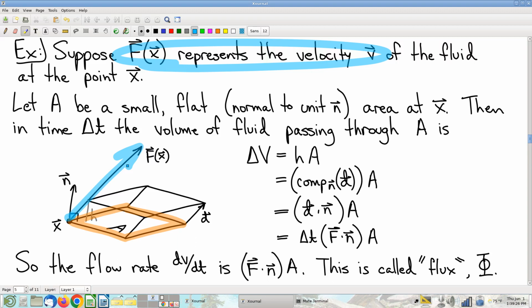Okay, so let's do this calculation. I'm going to compute first, in a given amount of time, the actual volume. Here's the little parallelepiped representing the actual water, delta V, that has passed through in some given amount of time, delta T. And let's compute what that volume is. It's no big deal. The volume is what I'm going to call the height here, times the area of the base.